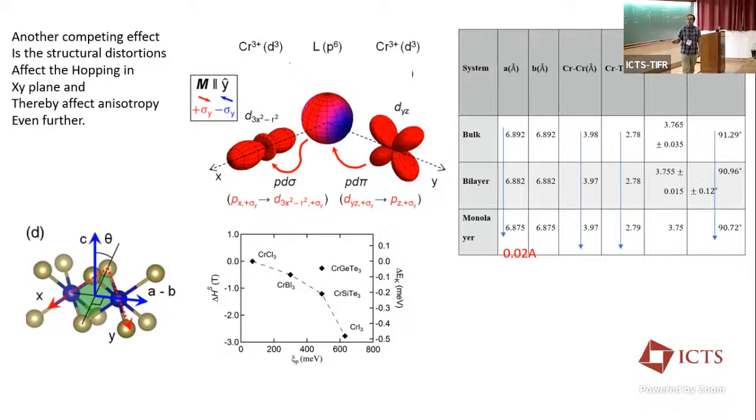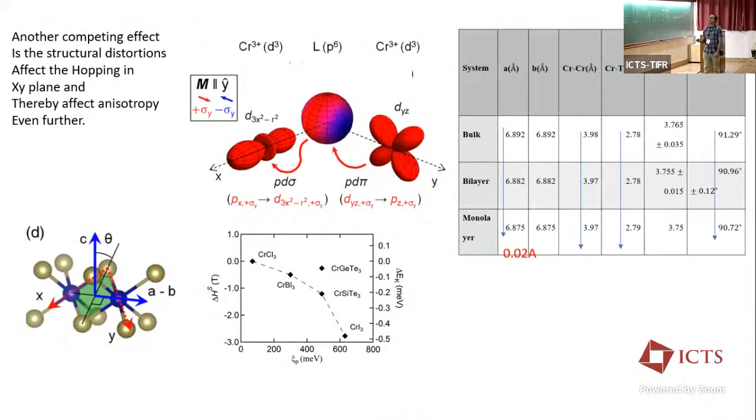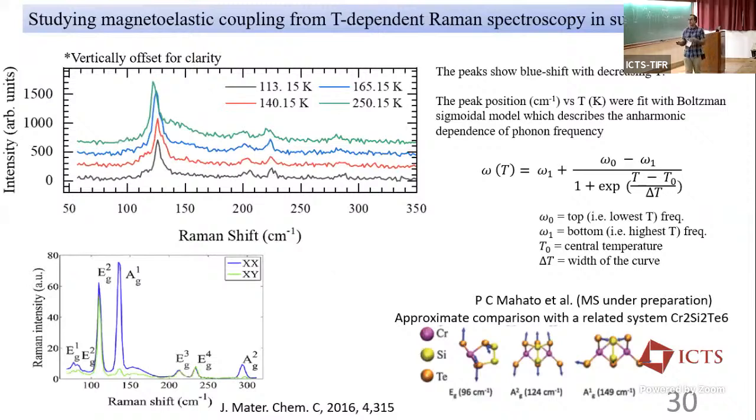So all these effects start coming into the picture, and we believe that there is a significant change in anisotropy which happens inside the system, and that is why we found that there is a drop in anisotropy as you go from the bulk to the monolayer case, because once you cleave the system, there are slight distortions which set into the system, and these distortions are driving the change in anisotropy, and these changes are very significant.